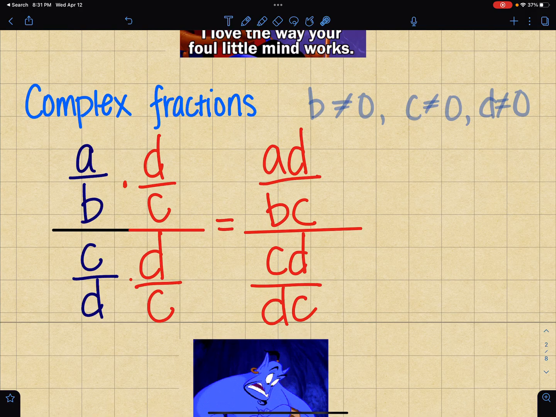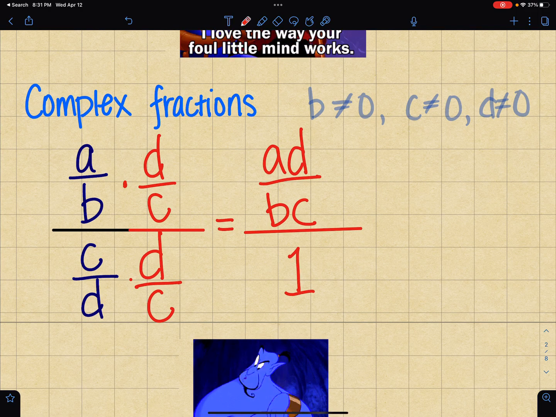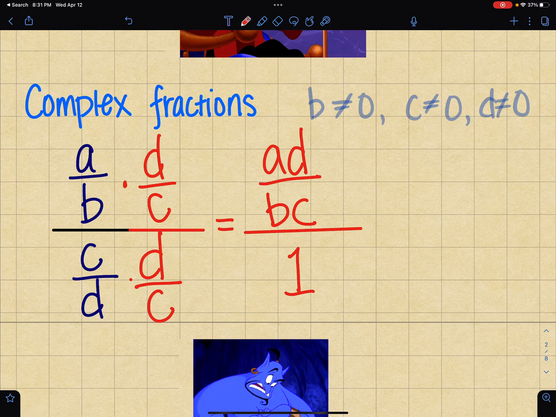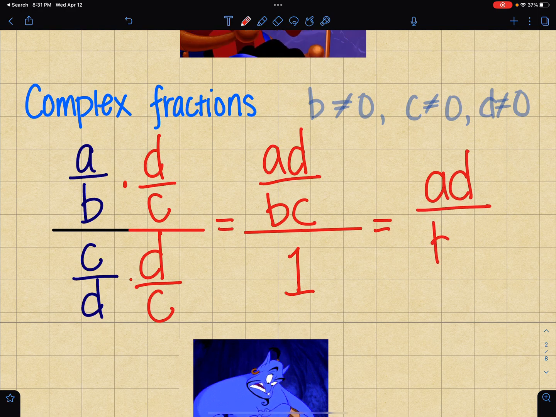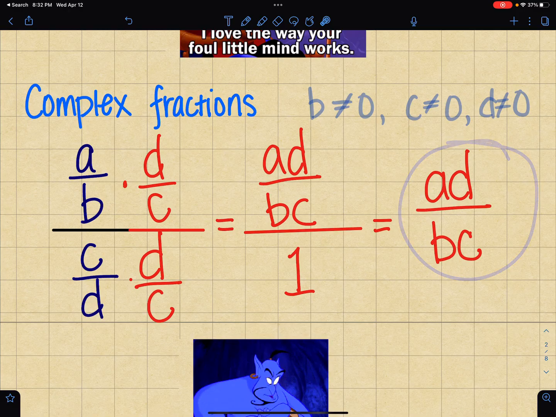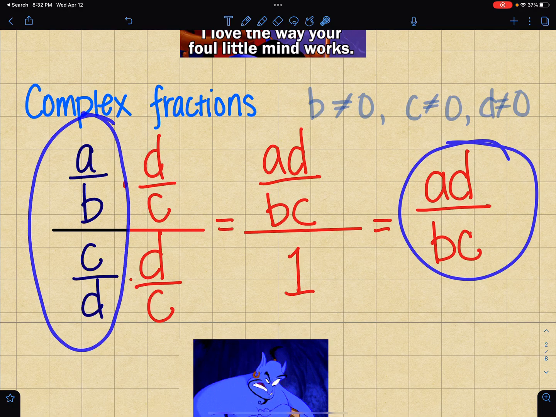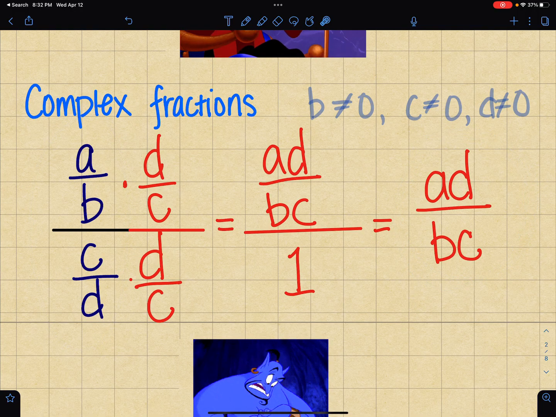Okay, we've done that. And we know that this part of the fraction simplifies to 1, right? Anything over 1 is just the thing. Like 5 over 1 is just 5. So this complicated fraction over 1 is just the complicated fraction. We can just get rid of that whole thing. So now we've taken a complex fraction, A over B divided by C over D, and we get this easy thing. Okay, so we've simplified it.